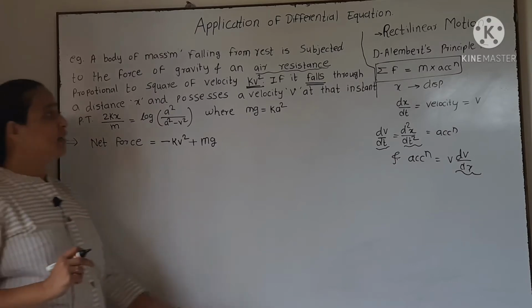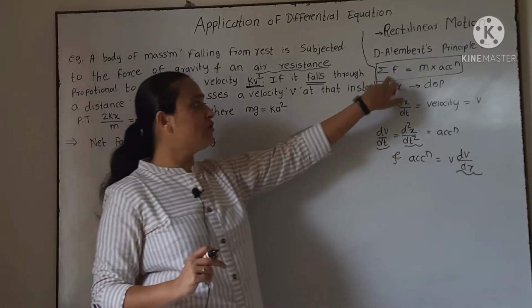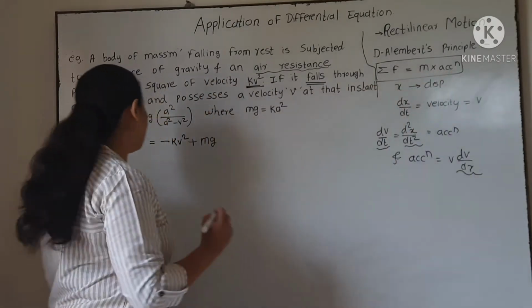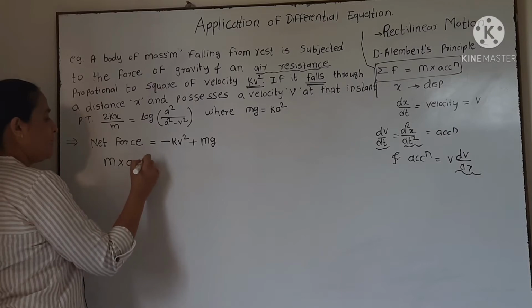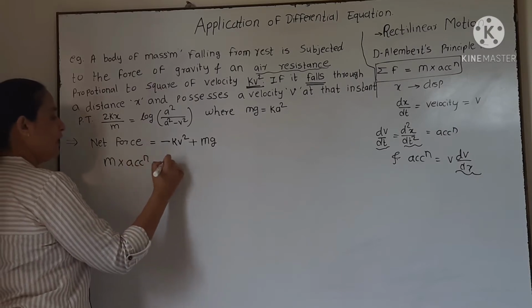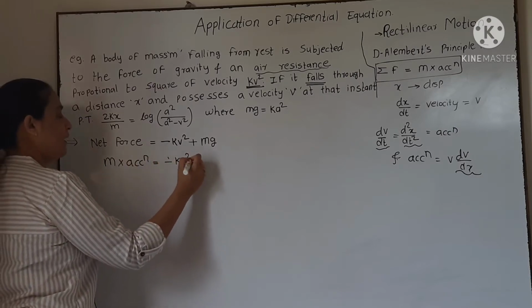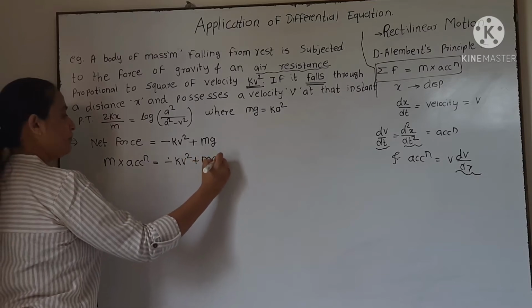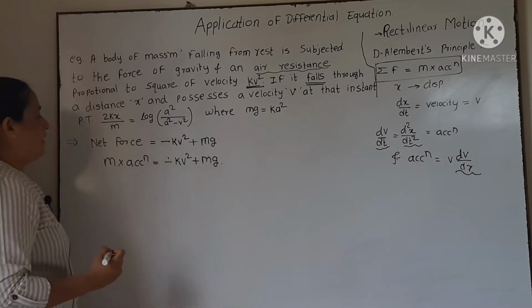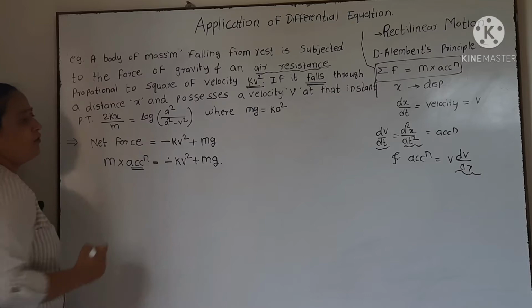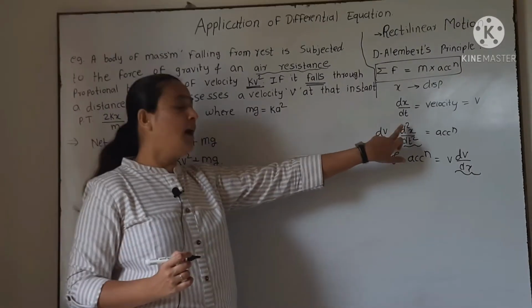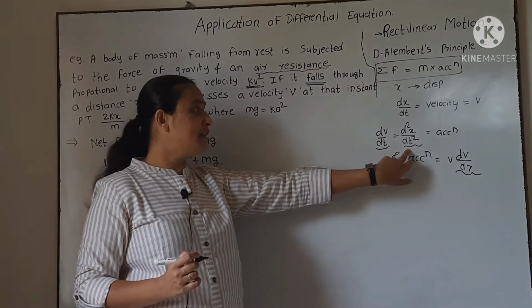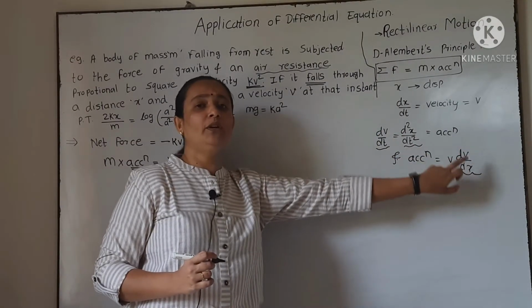Now what does D'Alembert's principle imply? Net force is equal to mass into acceleration. So this is mass into acceleration. By using D'Alembert's principle, we have minus kv square plus mg. Now we'll use the expression for acceleration. We have three expressions. One is dv by dt, another one is d2x by dt square, and third one is v into dv by dx.